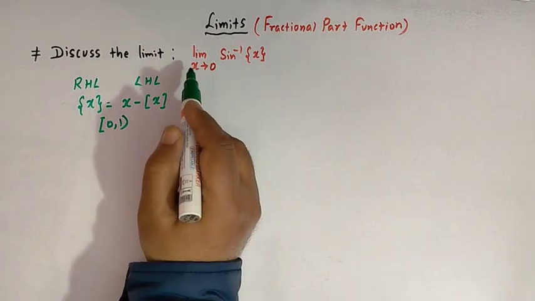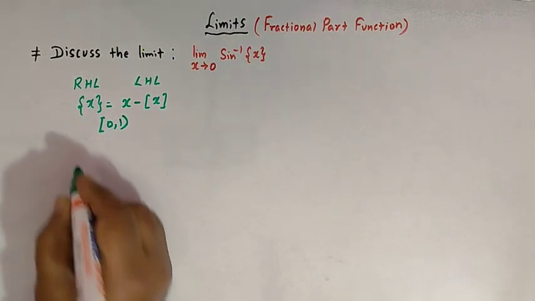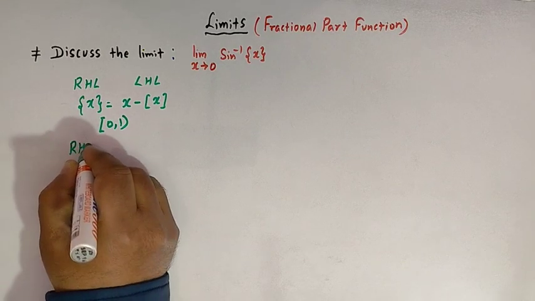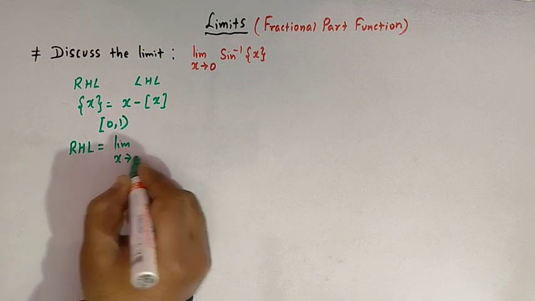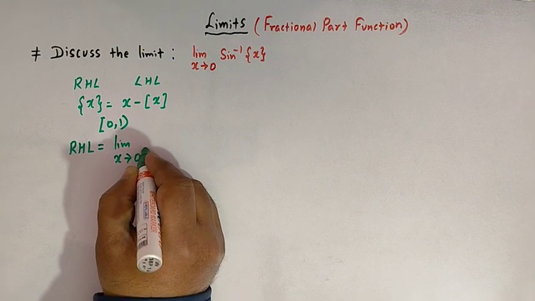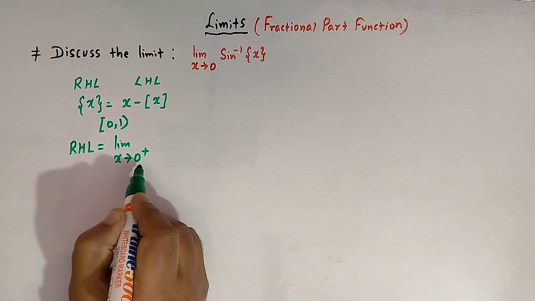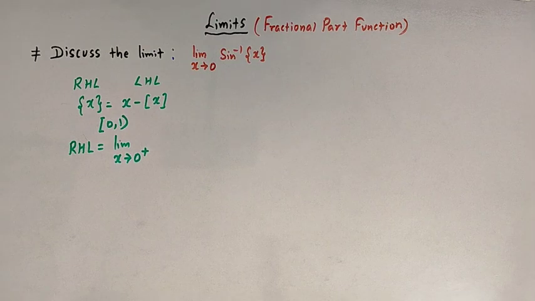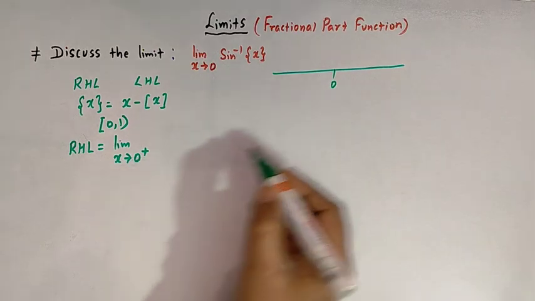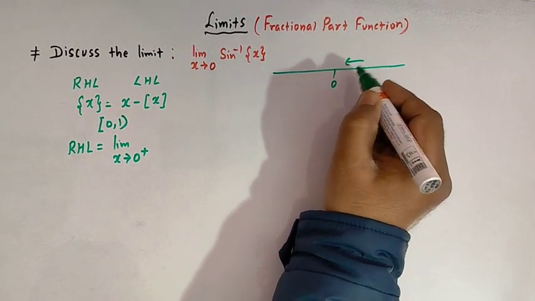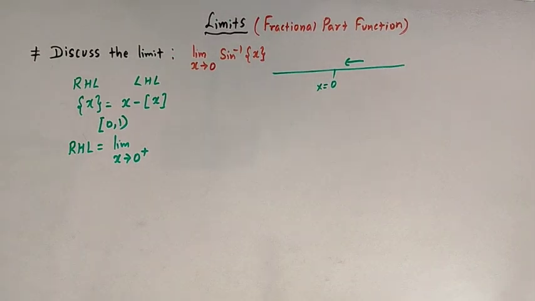Okay, so now let us first calculate the right hand limit. We can write the right hand limit as limit x tends to 0, and here we have the positive sign to indicate that we are approaching 0 from the right of 0. So here we have 0 and we are approaching from the right, so this is x equal to 0.